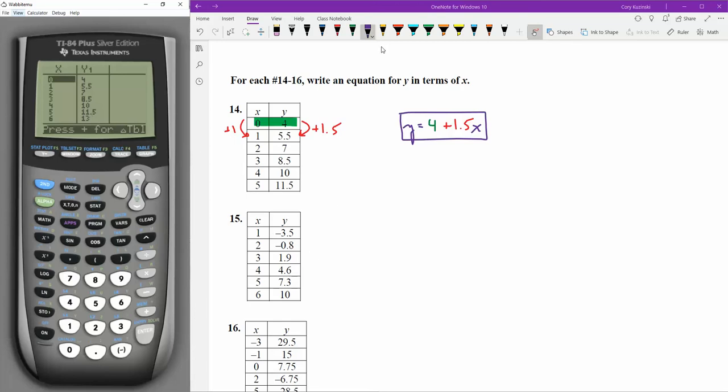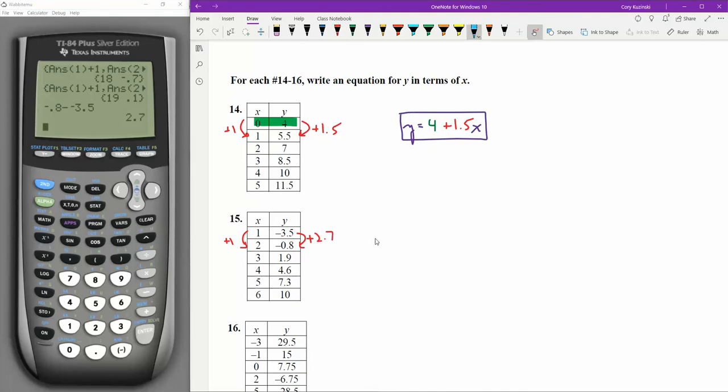All right, next up. I don't see the y-intercept. Let's worry about slope first then, okay? As x goes up 1, y goes up, let's find out, negative 0.8 minus negative 3.5. And we get our, oops, I didn't punch it in. Let's try it again. Negative 0.8 minus negative 3.5. That was a change of 2.7, an increase of 2.7. So now we can write our equation. No, we can't, because we still need to find the y-intercept.